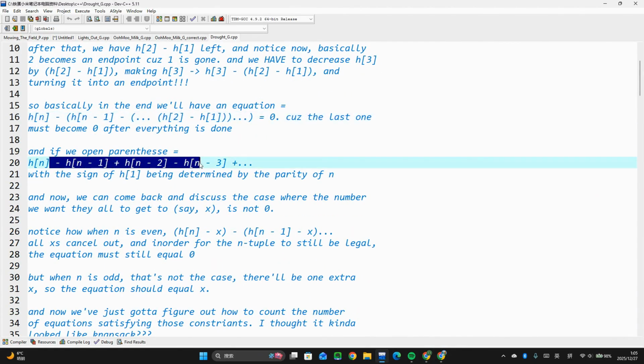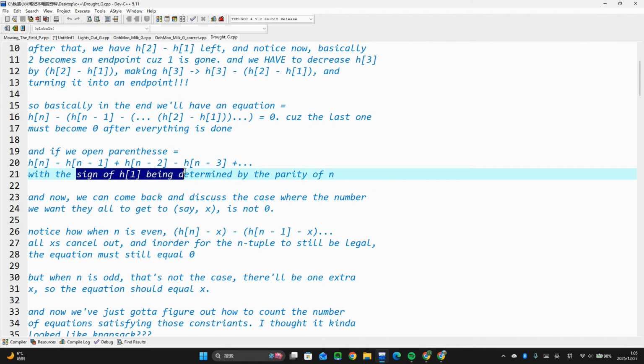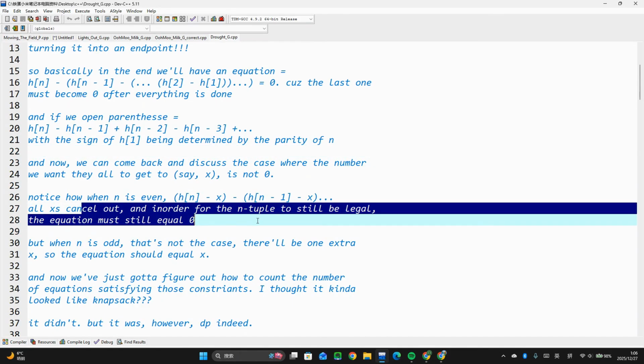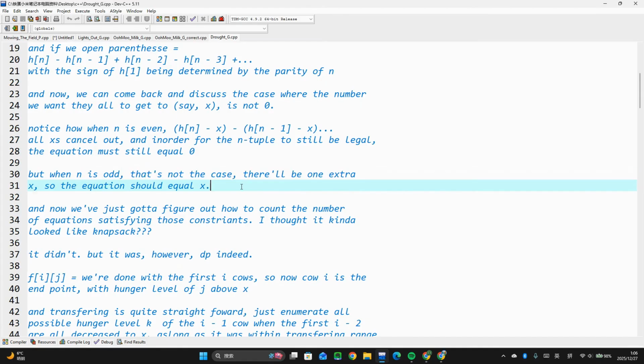And if we open the parentheses, with the sign of h1 being determined by the parity of n, we notice that it's just 0 in any case if n is even. You can test this yourself, because if n is even, h1 is positive, and then everything cancels out. All the x cancels out, and the equation is equal to 0. However, when n is odd, the equation should be equal to x.